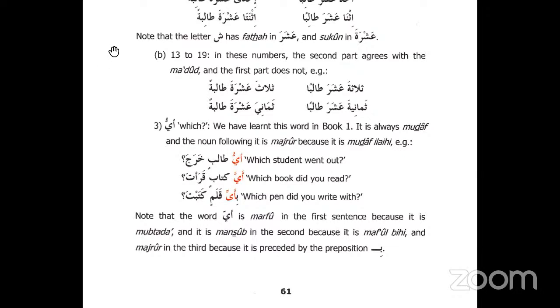Bismillahirrahmanirrahim. Ayu, which we learnt in book 1, is always mudaf, and the noun following it is majroor because it is mudaf ilay. Ayu talibin kharaja? Which student went out? Ayu kitabin qara'ta? Which book did you read? Bi ayyi qalamin katabta? Which pen did you write with? Note that the word ayu is marfu in the first sentence because it is mubtada, and it is mansub in the second because it is maf'ul bihi, and the majroor is the third because it is preceded by the preposition.